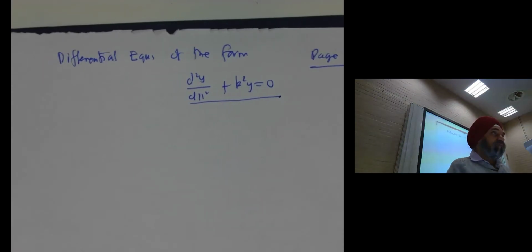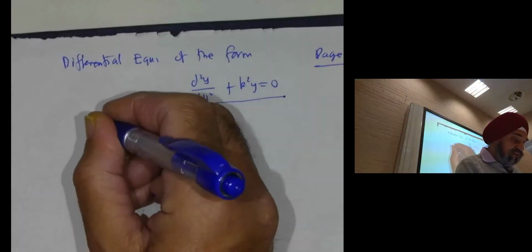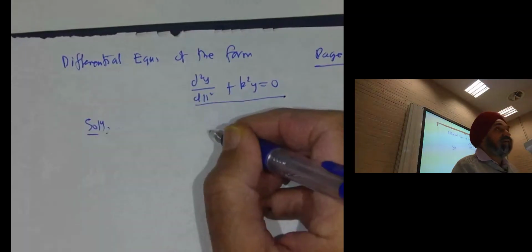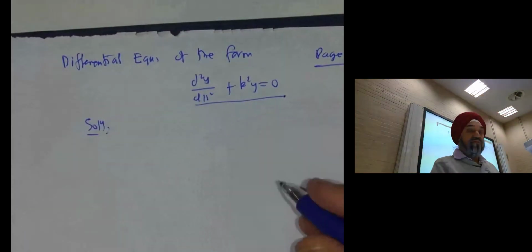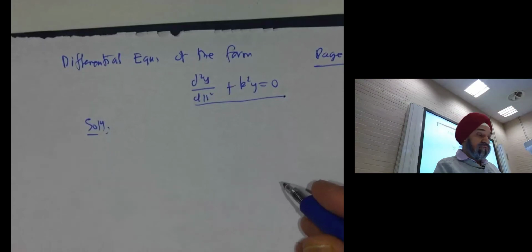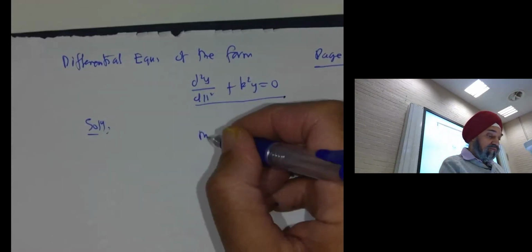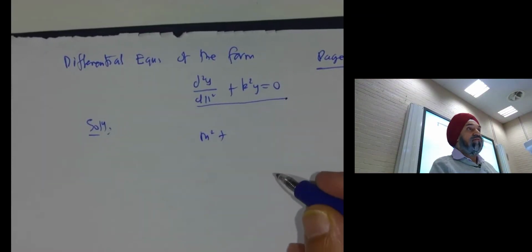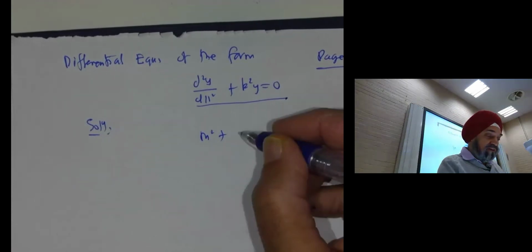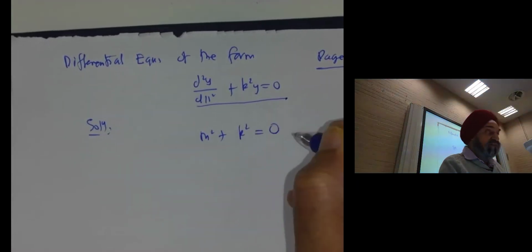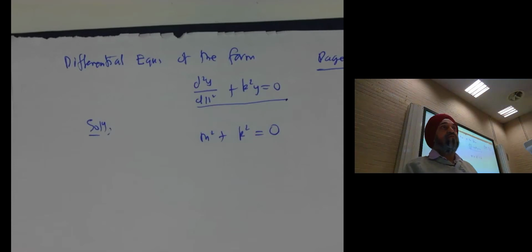Use a quadratic. Let's have a look at the quadratic, the characteristic equation. What do we get? m squared plus k squared is equal to 0. Okay. So what do we do next?